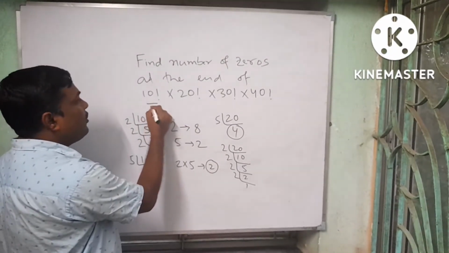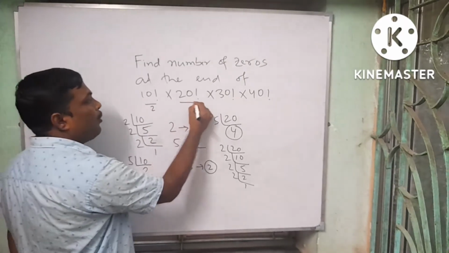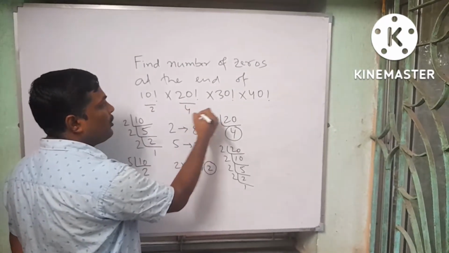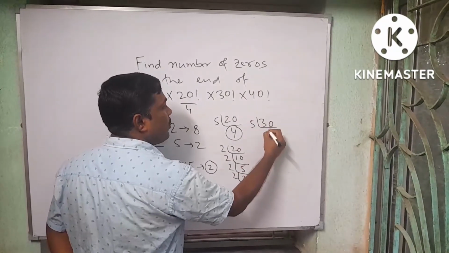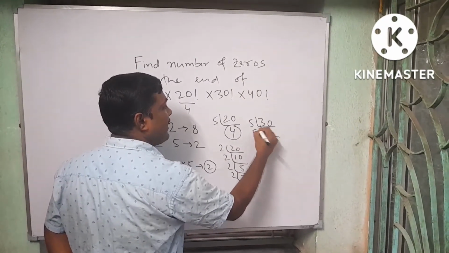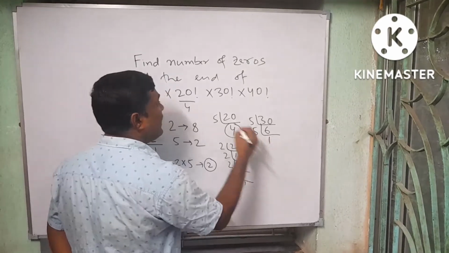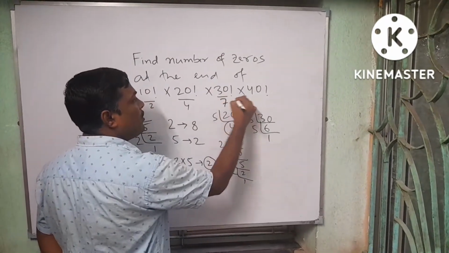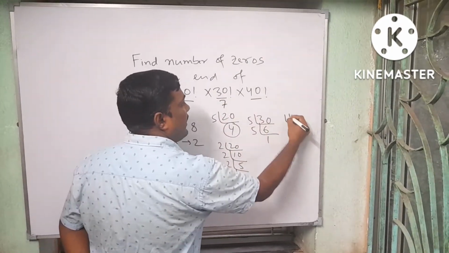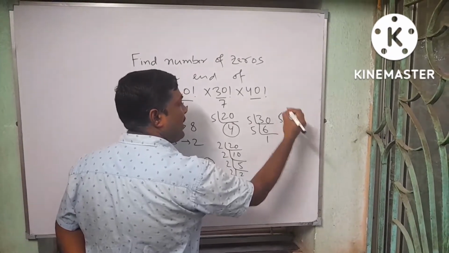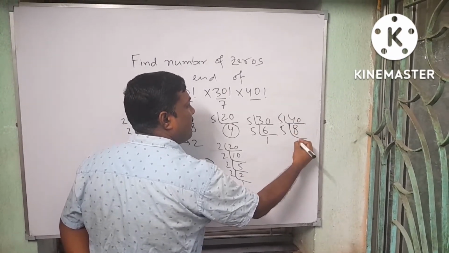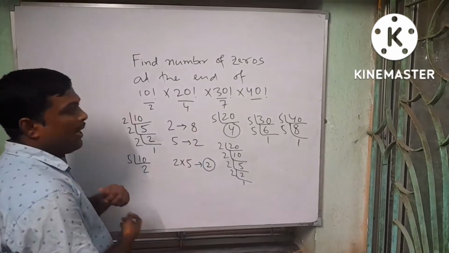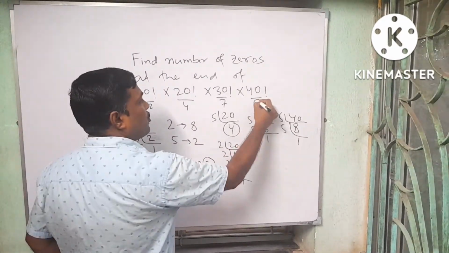In 10 factorial we have 2 zeros. In 20 factorial we have 4 zeros. In 30 factorial, divide 30 by 5, quotient 6, divide 6 by 5, 1. So we have 7 zeros. In 40 factorial, divide 40 by 5, it is 8, divide 8 by 5, it is 1. So we have 9 zeros.